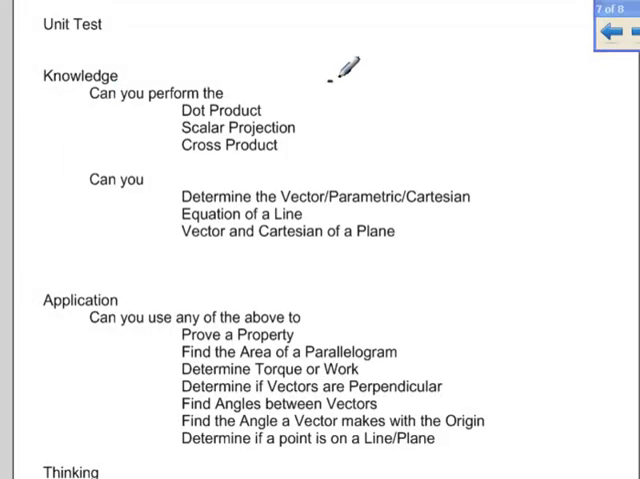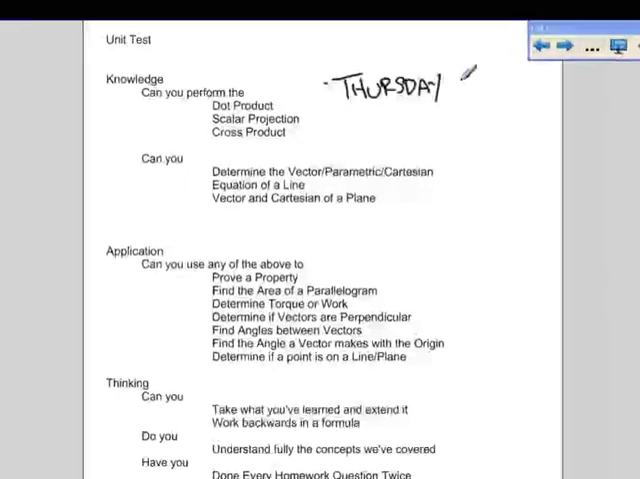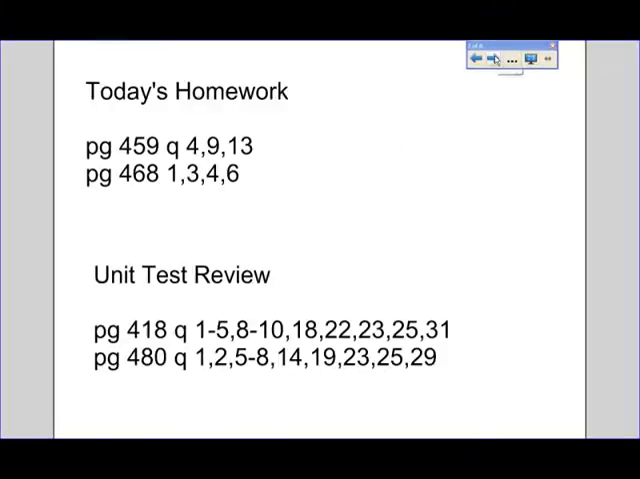If you can do all those things, you're going to be able to do really well on this test. That will be on Thursday of this week. This has been a long unit. Having the test on Thursday means that we're going to get 2 full days of review on Tuesday and Wednesday. If you want to start working early, you can. The homework that I'm going to assign, at least part of it for today's lesson, are some questions on page 459 and 468. And if you want to get started on the unit test review, you can take a look at those questions on 418 and 480 and start to try those.